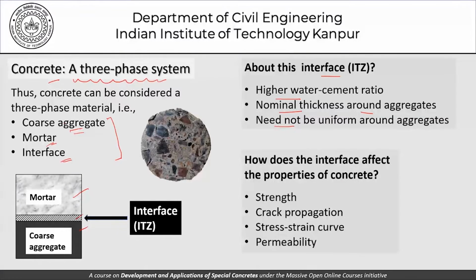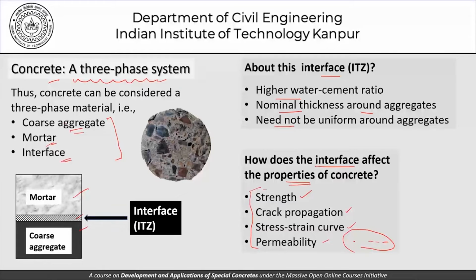What we have to do as concrete engineers is to understand how this interface affects the properties of concrete. Now, what properties of concrete are we talking about? Let's say strength, crack propagation, the stress strain curve, permeability, or whatever property you want. So whatever property you choose to discuss as far as concrete is concerned, we would like to look at it in the framework of concrete comprising the coarse aggregate, the mortar, and the ITZ.